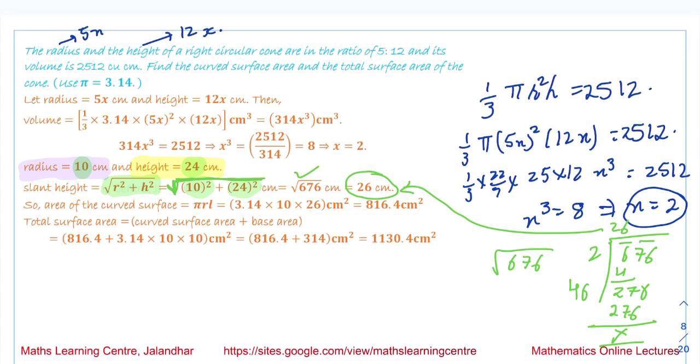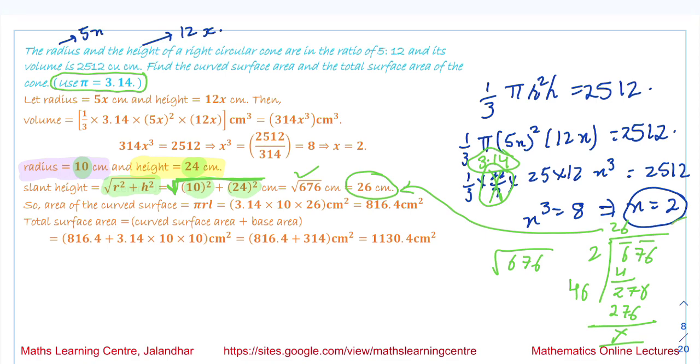Now the main thing that we have to find over here is the curved and the total surface area of the cone, and we have to use the value of pi as 3.14. So over here also we should not use the other value, we should use the value 3.14. So we will get this answer.